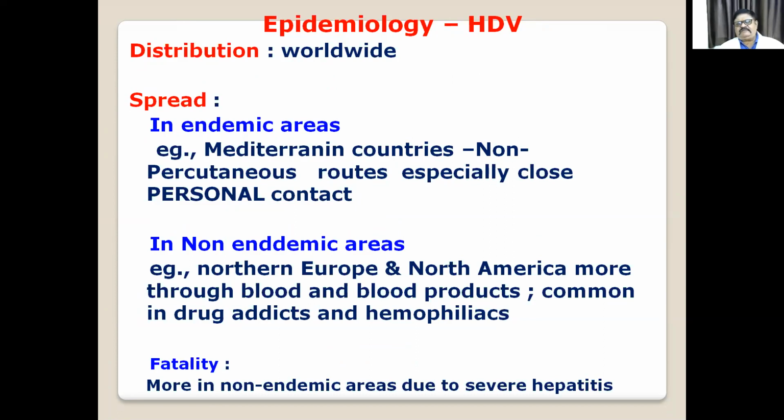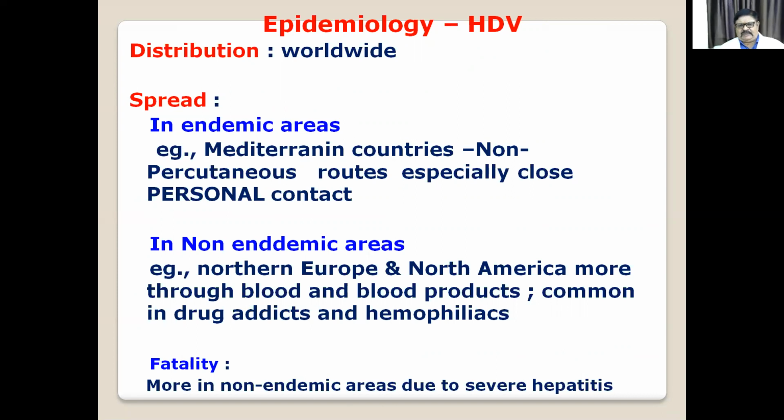Now, epidemiologically, worldwide, there is a difference in spread between endemic and non-endemic areas. In endemic areas like Mediterranean countries, I'm sorry about the spelling, spread is through non-percutaneous routes, especially close personal contact. So it is not only injection, syringe or contaminated apparatus, but apart from that, close personal contact also can be responsible in endemic areas. Non-endemic areas, oh, there are too many spelling mistakes. I'm sorry about that. Endemic, only one D should be there.